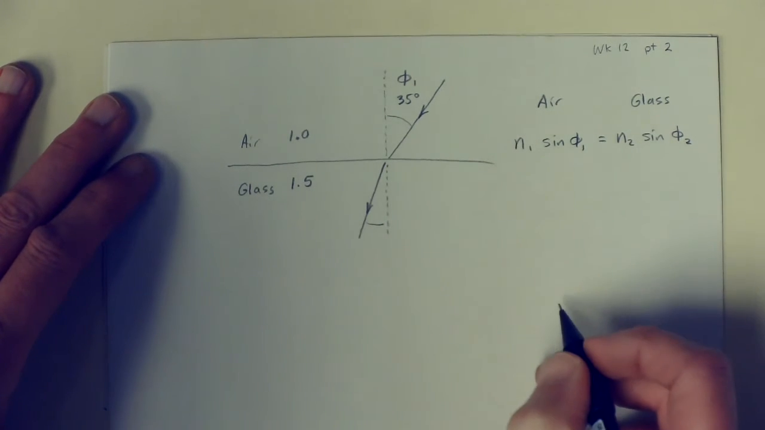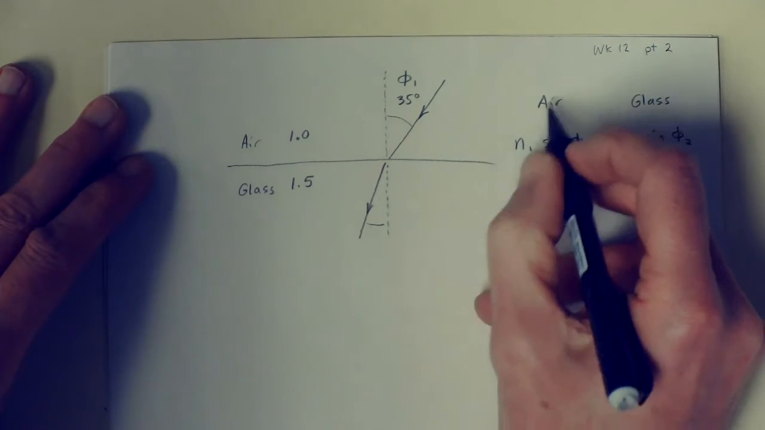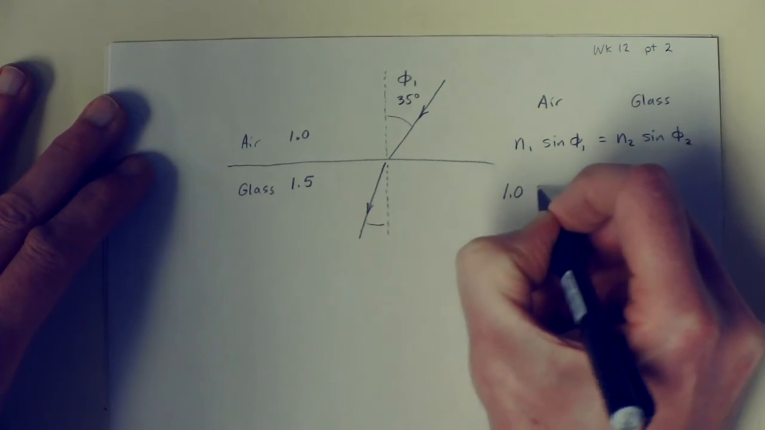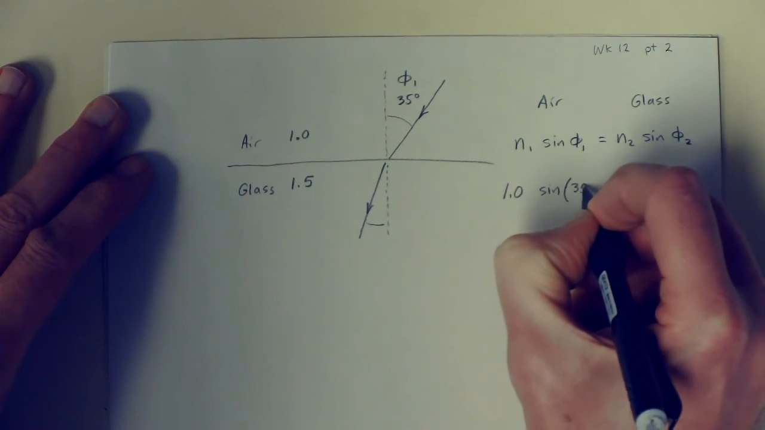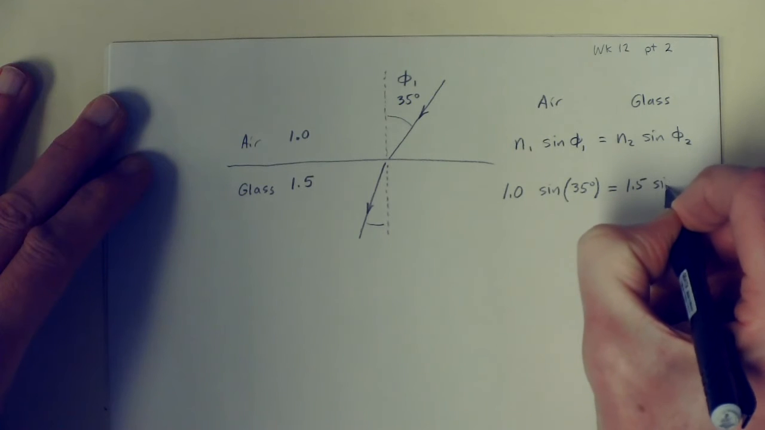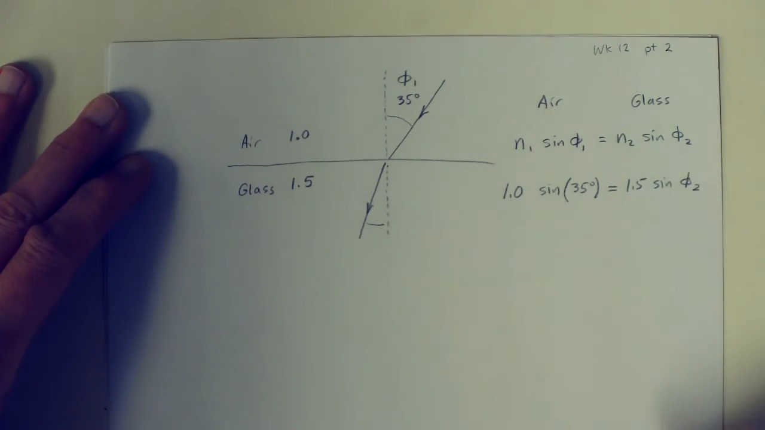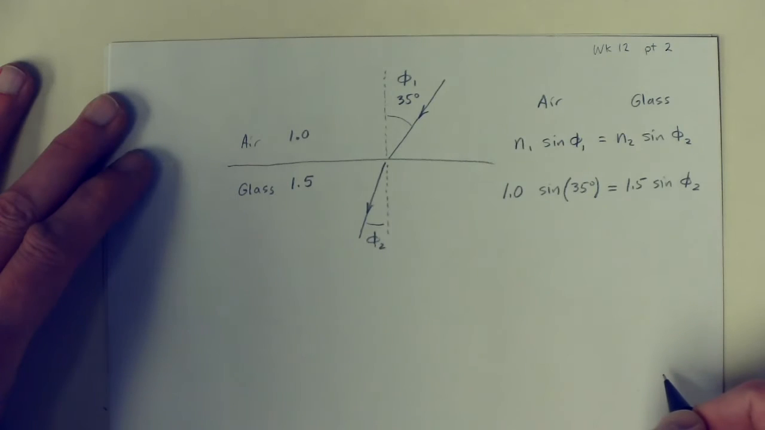So now we've got everything but one of the unknowns in this equation. So n1 for air, that's 1.0. Phi1 is 35 degrees. n2 is 1.5. And phi2 is our unknown. That's the angle we're trying to calculate inside the glass.